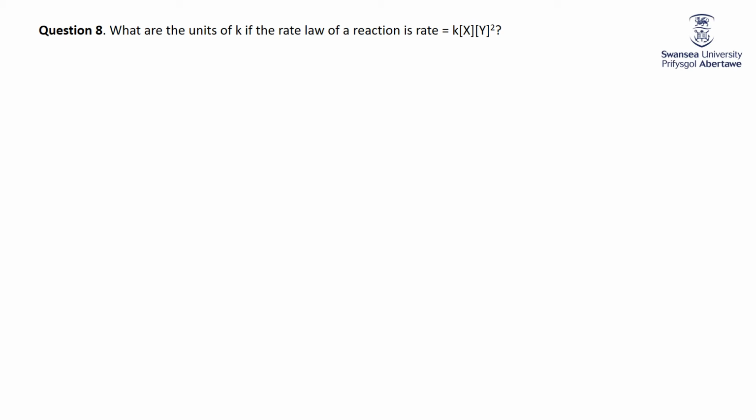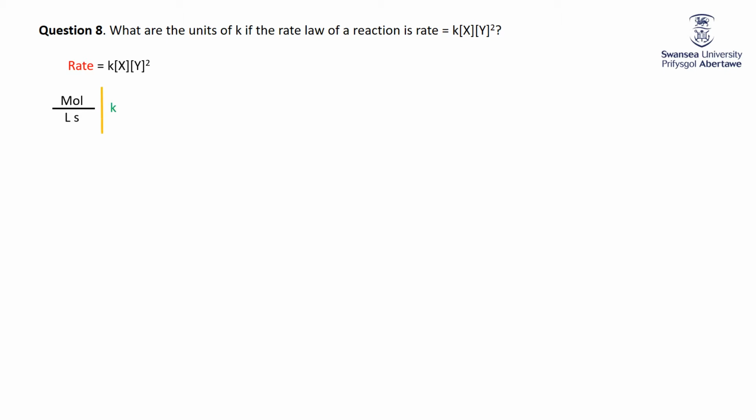And here we are talking about units of K. We actually discussed this quite a lot in the extension packet, but thought I'd throw a question in here so you can illustrate that. Told you what the rate law is. Rate is K times X times Y squared, so that's a third order reaction. Units of rate, always moles per litre over time. Seconds is always a good one to use.